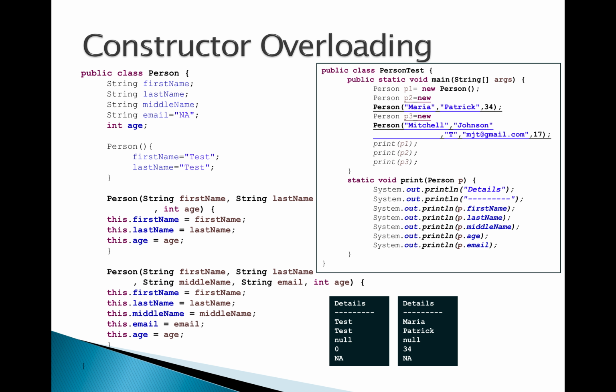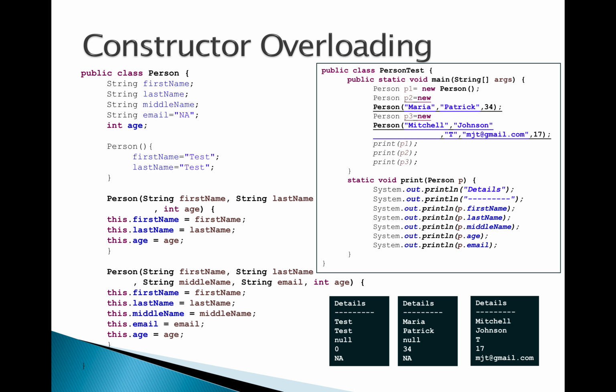When I print p2, what is going to happen is it is already taking first name, last name, and age. So Maria will be the first name, last name will be Patrick, and age will be 34. The middle name is going to be null, and email is equal to NA. When I print the third object, p3, it is going to populate all the values: Michelle, Johnson, T17, and mgt@gmail.com.